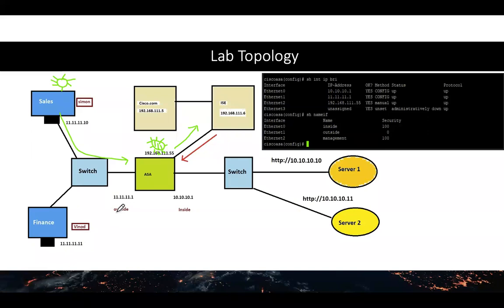And Cisco ISE will take that name, which it received from Cisco ASA, search it in its database, and find the right AD group this user is part of. Based on the AD group authorization policies, it will decide if the sales user can access 10.10.10.10, or finance can access 10.10.10.11. I hope the lab topology is clear.